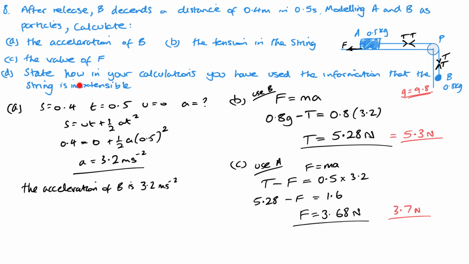Now it says state how in your calculations you've used the information that the string is inextendable. If it's inextendable, then it means the acceleration of B is equal to the acceleration of A. And that is what we've done. If there's no stretch, then this acceleration is equal to this acceleration. So that's what you have to say there for part D.